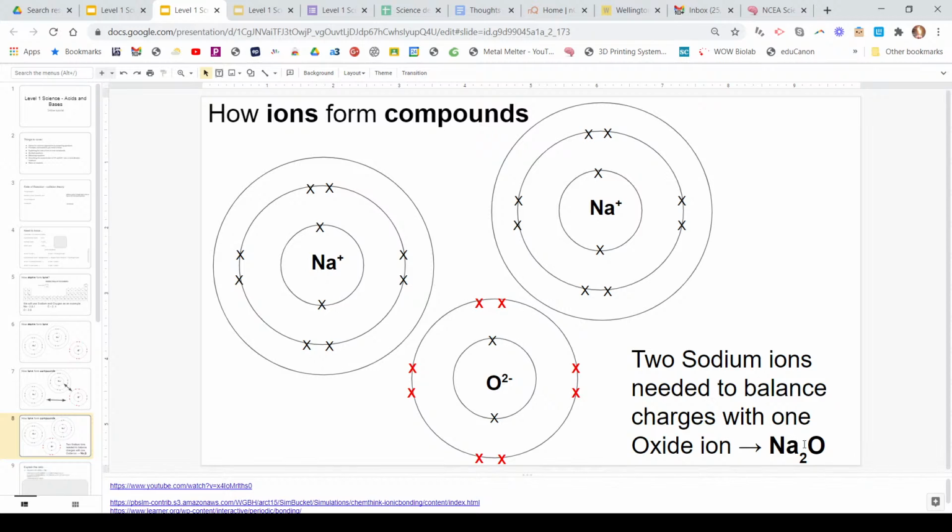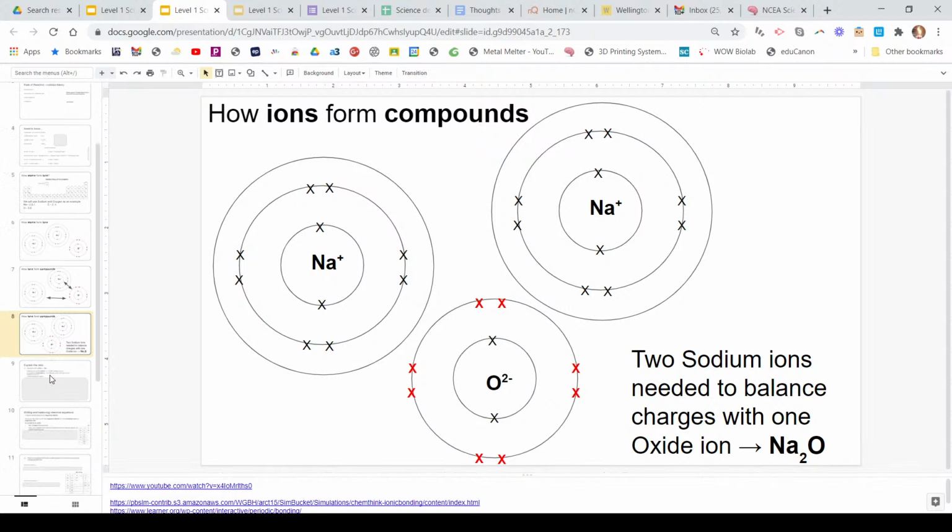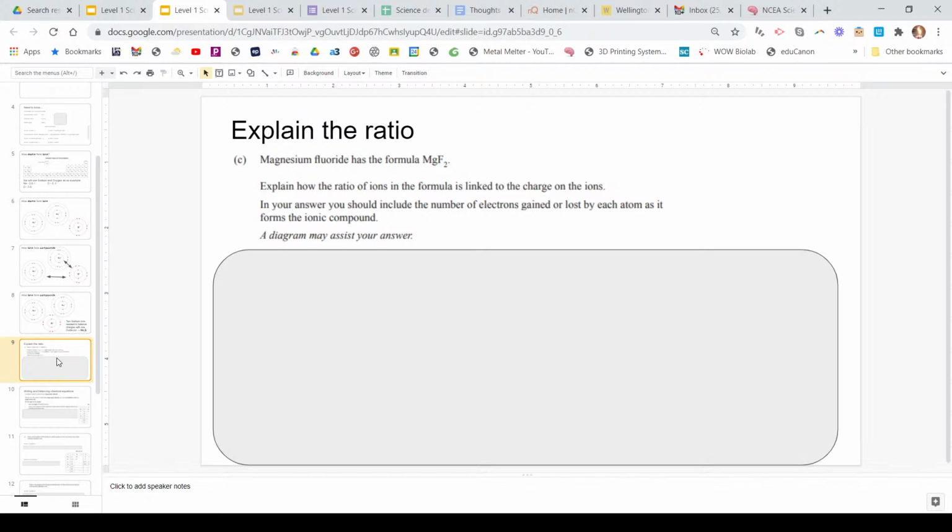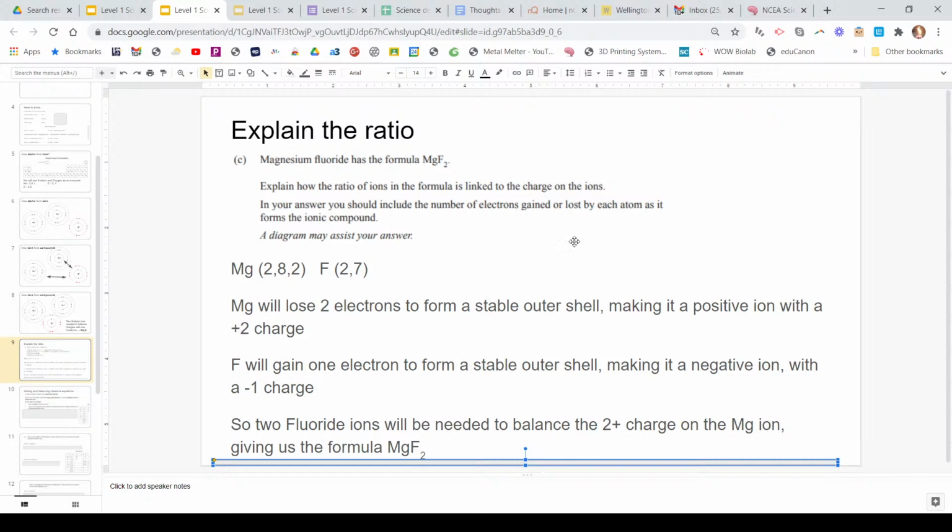Once the ions have bonded together to form a compound, that compound is now neutral. And it's in a relatively stable state, I guess. Okay. So this is an explain the ratio question. That's what we've just gone through. So I'm not going to dwell on the answer to this one. I'm just going to reveal the answer, give you guys a chance to have a quick look over that.